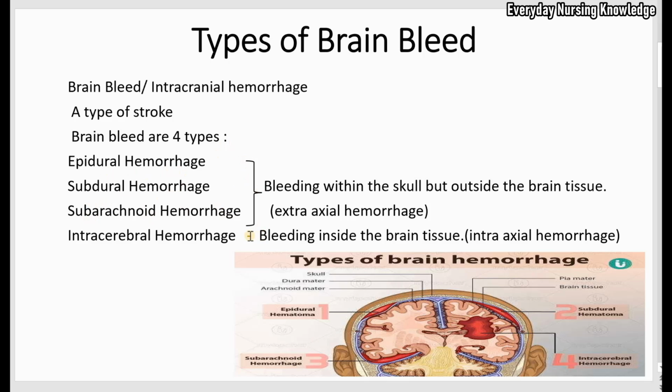These three hemorrhages happen within the skull but outside the brain tissue, and they are called extraaxial hemorrhage. The fourth hemorrhage, intracerebral hemorrhage, happens within the brain tissue, and it's called intraaxial hemorrhage. Now let's see extraaxial hemorrhage in detail.